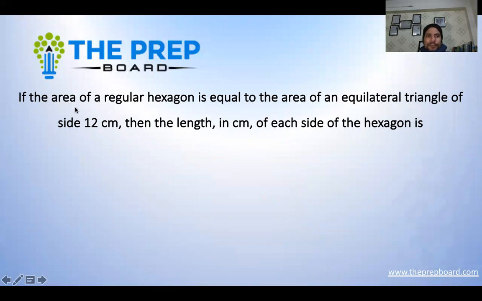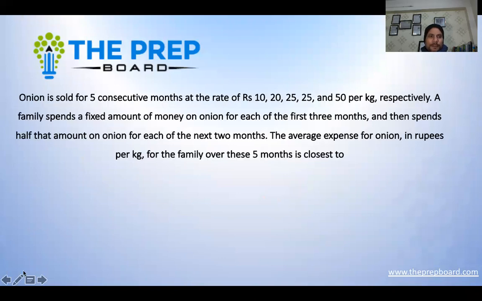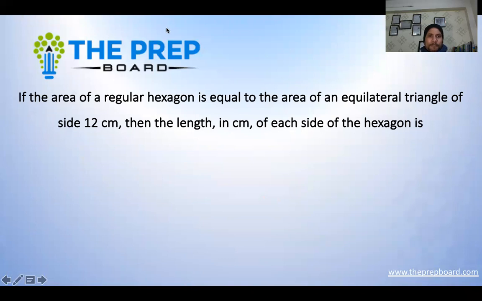Now, the area of a regular hexagon is equal to the area of an equilateral triangle with side 12 centimeter. Then find the length in centimeter of each side of the hexagon.